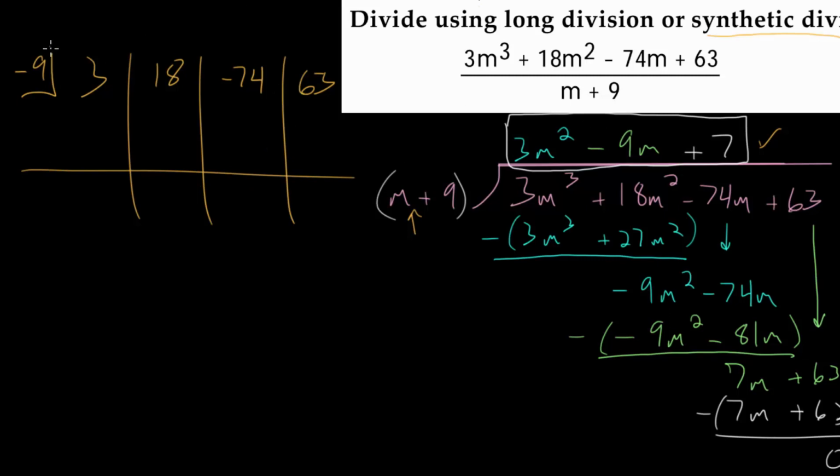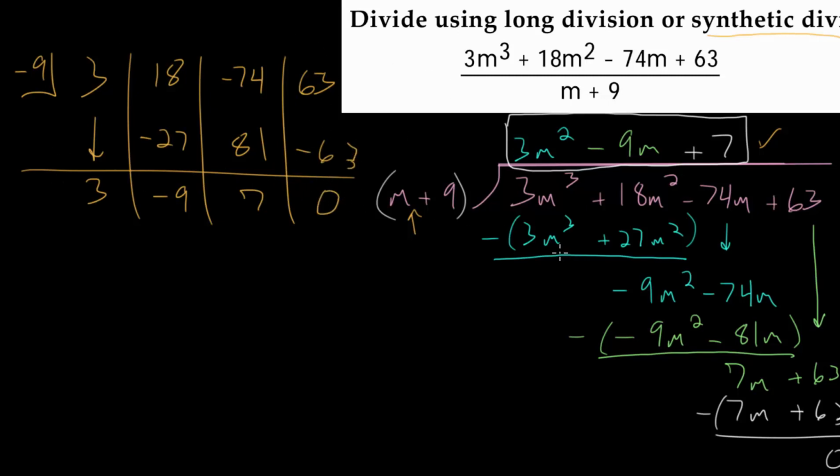And now the first step, we bring the 3 down, and then we multiply by the -9 here. 3 times -9, that's -27. And instead of subtracting to find a remainder, we add when doing synthetic division. So this gives us -9. We multiply again, we get positive 81. We add these, we get 7. We multiply again, we get minus 63. And when adding these, you get 0.